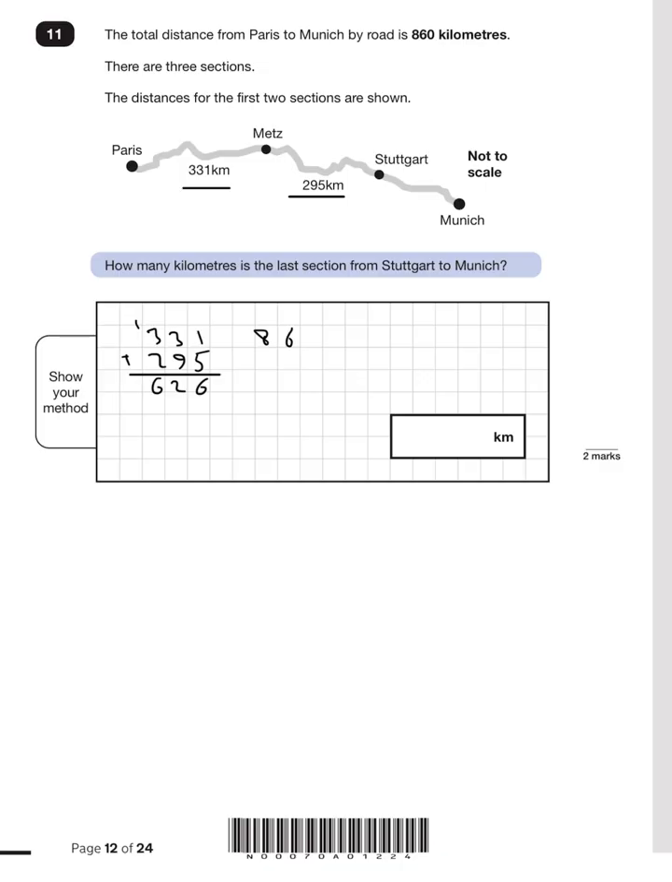The total is 860. So if you subtract the 626, we make this a 10. This is a 5. 10 minus 6 is 4. 5 minus 2 is 3. 8 minus 6 is 2. So we should get 234.